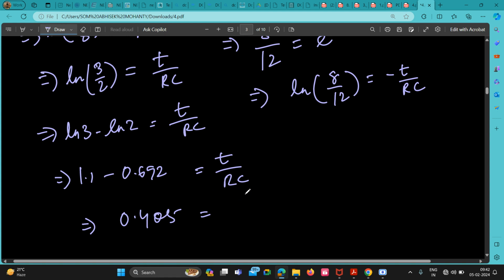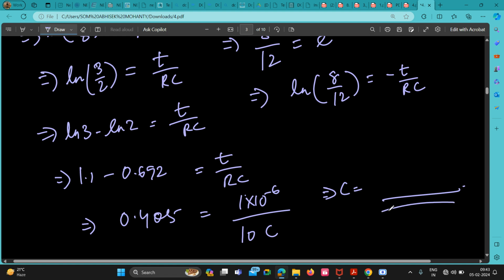T is 1 microsecond, 10 to the power minus 6, over RC. R in the question is 10 ohm, so just C you have to find out. Calculate it yourself.